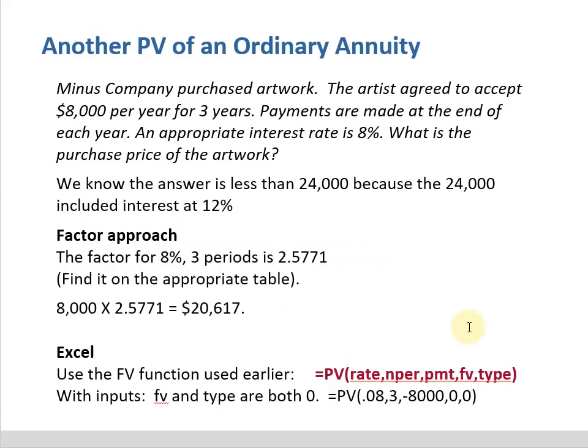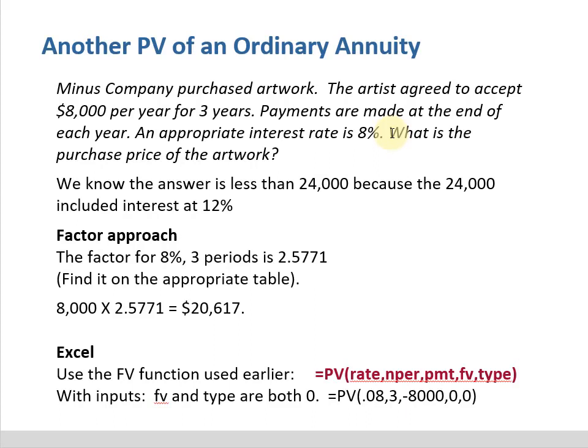And let's take a look at one last example here. We have Minus Company. They purchase some artwork. So Minus Company makes a deal with the artist, and the deal is Minus Company is going to pay the artist $8,000 a year for 3 years. Once again, the payments being made at the end of each year, so this is another ordinary annuity situation. This time we'll assume that the appropriate interest rate is 8%. And the question that we want to answer here is, what should Minus Company consider to be the purchase price of that artwork?